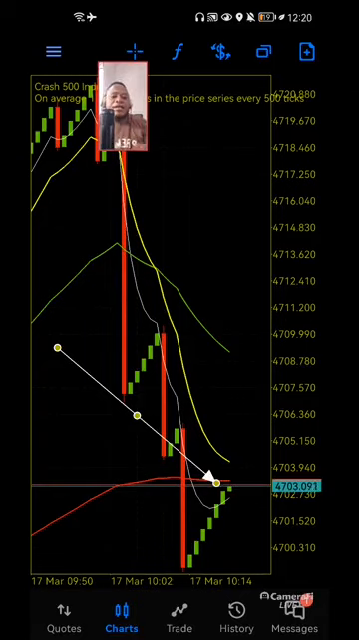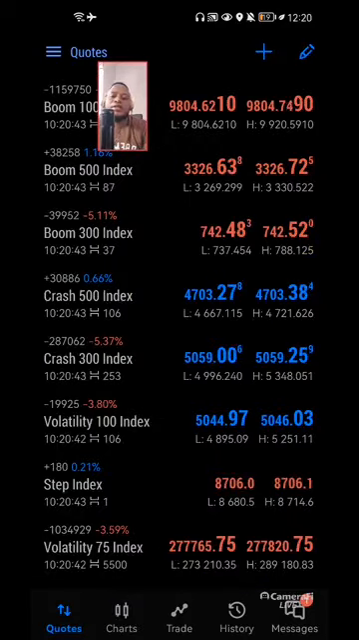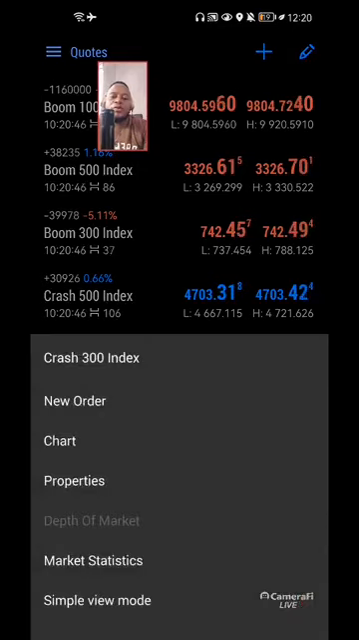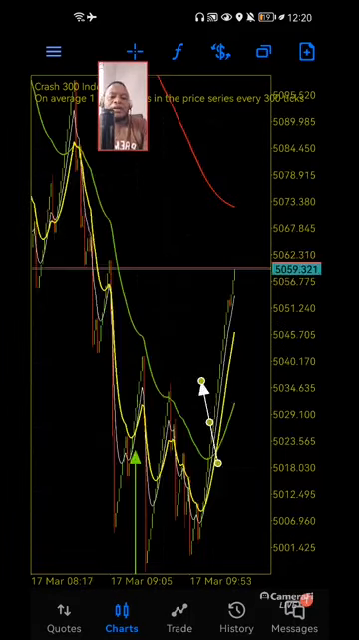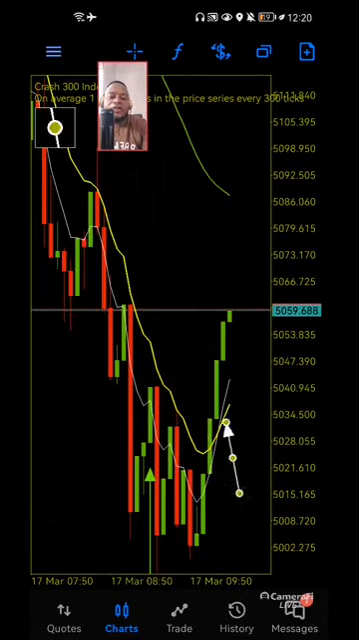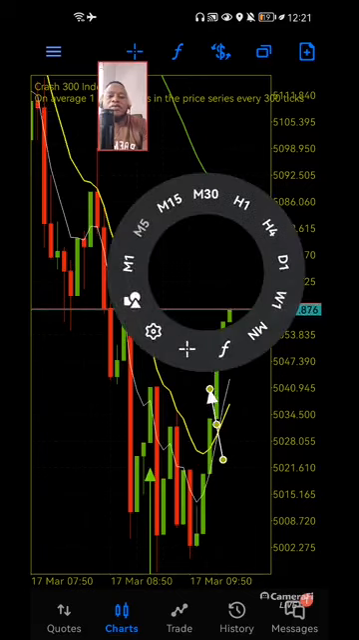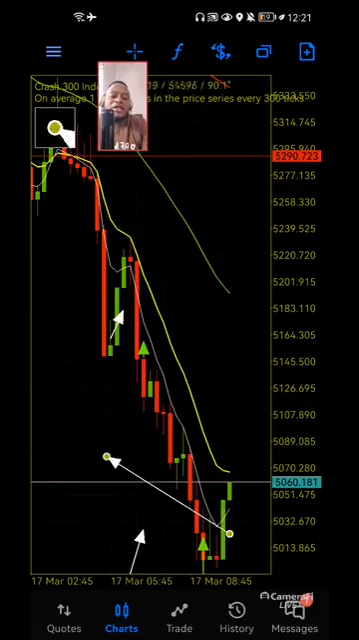So after here, I just want to show you an interesting way of finding if you are going to get spikes anytime soon. I'm going to go on Crash 300. I'm sure we all know that it didn't spike and then we got out. On M5, obviously, we had this. This was our stop loss. Then you jump to M15.